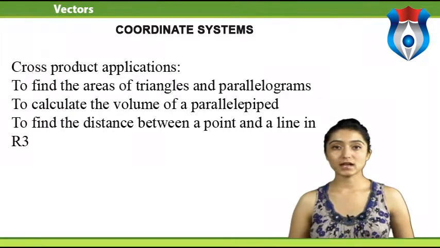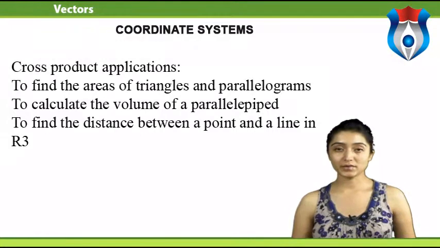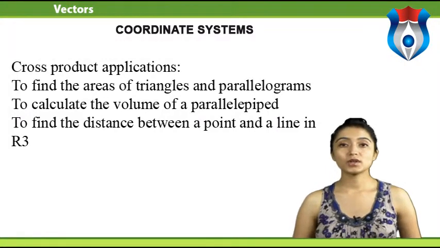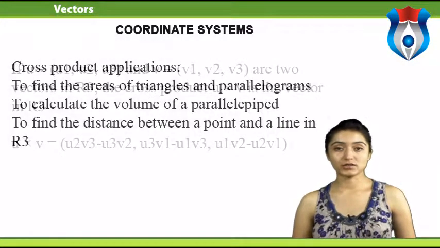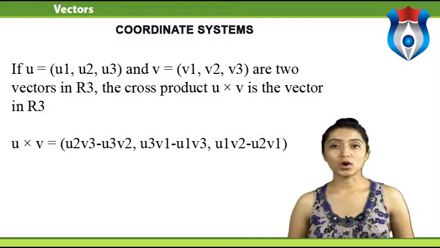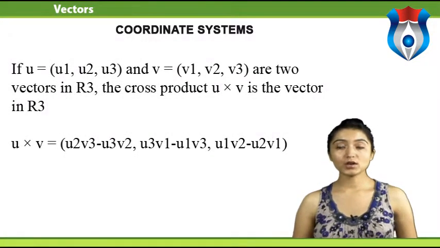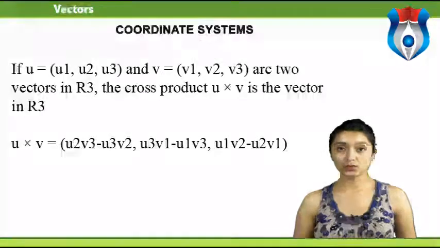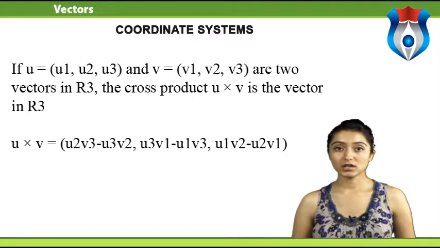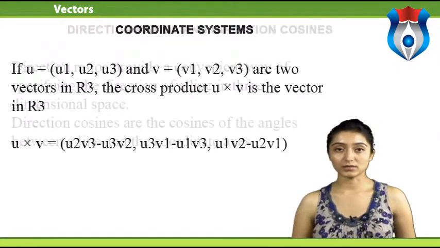The cross product has a number of applications. We will use the cross product to find the areas of triangles and parallelograms. It will also be used to calculate the volume of a parallelepiped and later to find the distance between a point and a line in R3. If U = (U1, U2, U3) and V = (V1, V2, V3) are two vectors in R3, the cross product U cross V is the vector in R3 as seen on the screen.